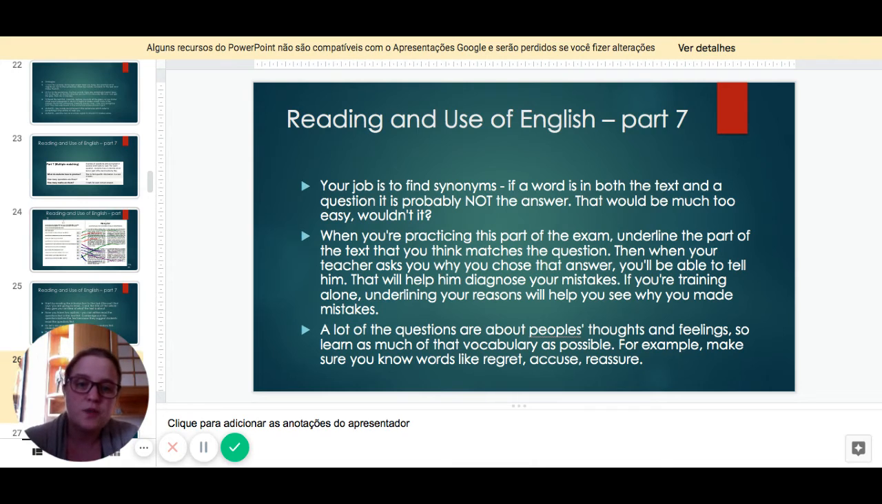Going to the text first might be a bit confusing because the sentences are really close. Okay? Your job is to find synonyms. Your clear job is to find synonyms, okay?